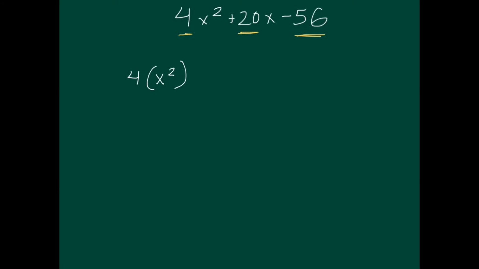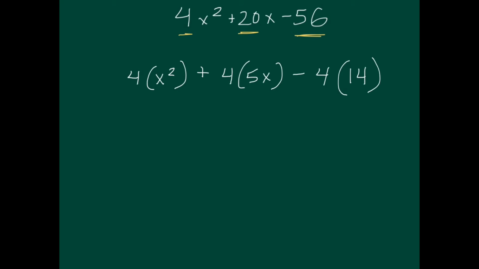The next one, 20x divided by 4, is going to be 5x. And negative 56 divided by 4 is going to be negative 14.